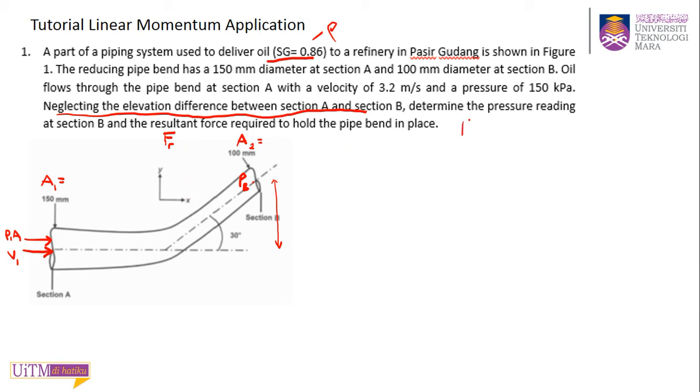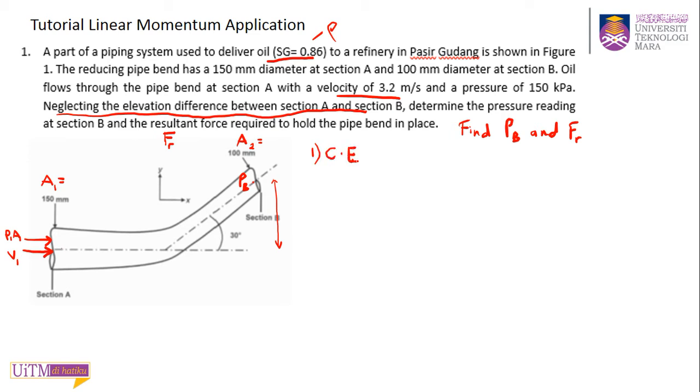One, to find P, the pressure at point B, and the resultant force, the force to hold the pipe band in place. And they give you this picture, X in this direction positive, Y upward and positive. First things first, because they gave you the area of both pipes, and they give you the velocity, the V1, 3.2. So from that you can find it using the continuity equation first.